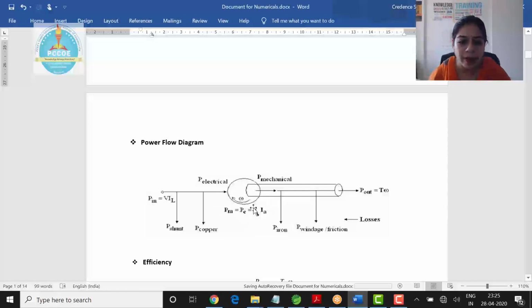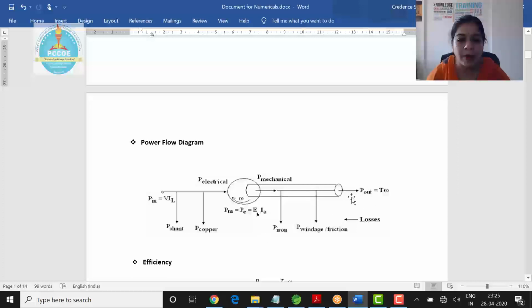So what is the actual power that we are giving as electrical energy? That is EB into IA. That EB into IA is going to convert into the mechanical energy. So here that conversion takes place, EB IA is converted into PM, that is nothing but the mechanical power. But we know that some iron losses and windage friction losses are there. So on the mechanical side some losses are there and we are getting the output as P out.